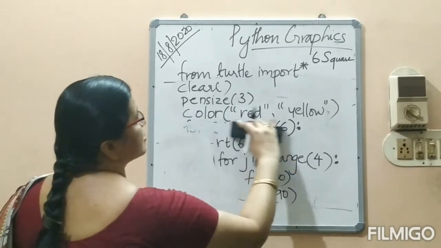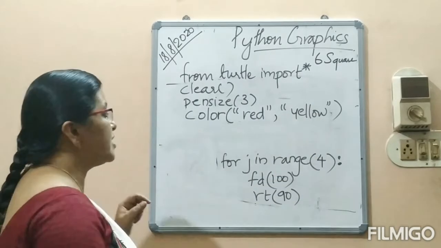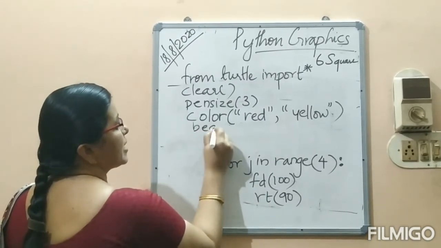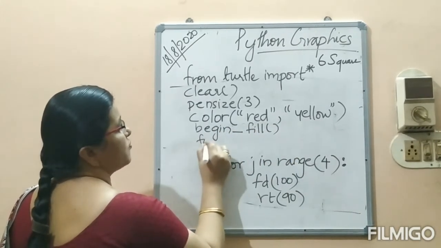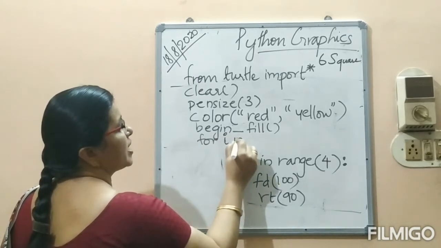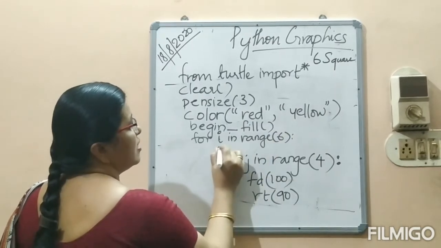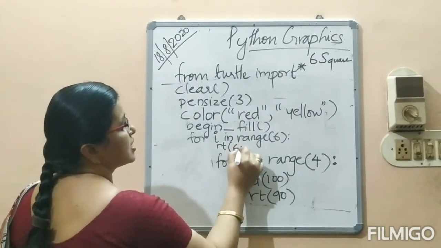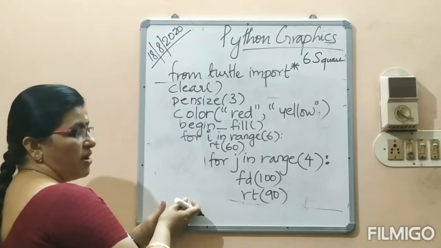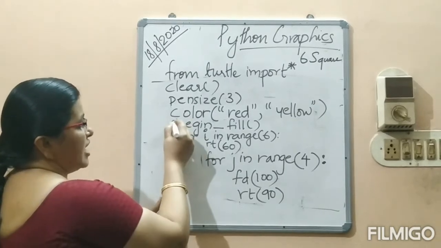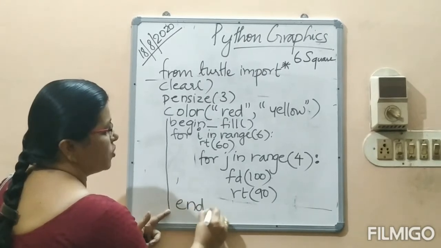How will I write? Before this for loop, you have to write begin underscore fill. After that, you have to write the for loop. For I in range, inside it's 6, RT 60. After the end, as the last line, in this margin, you have to write end underscore fill.